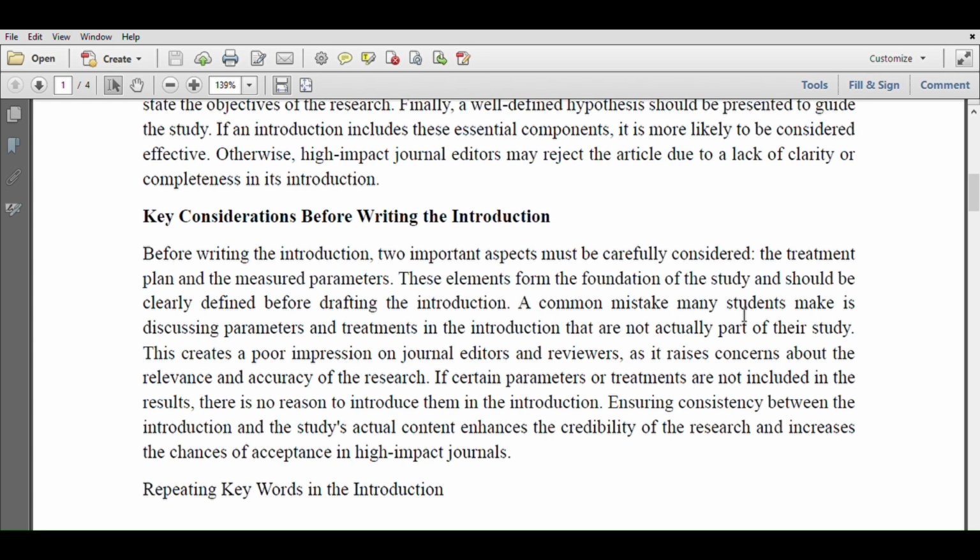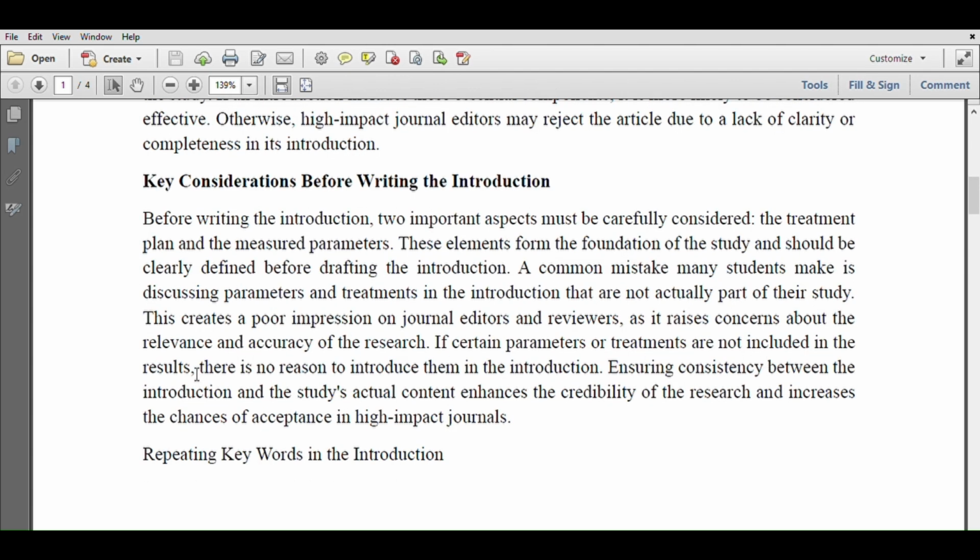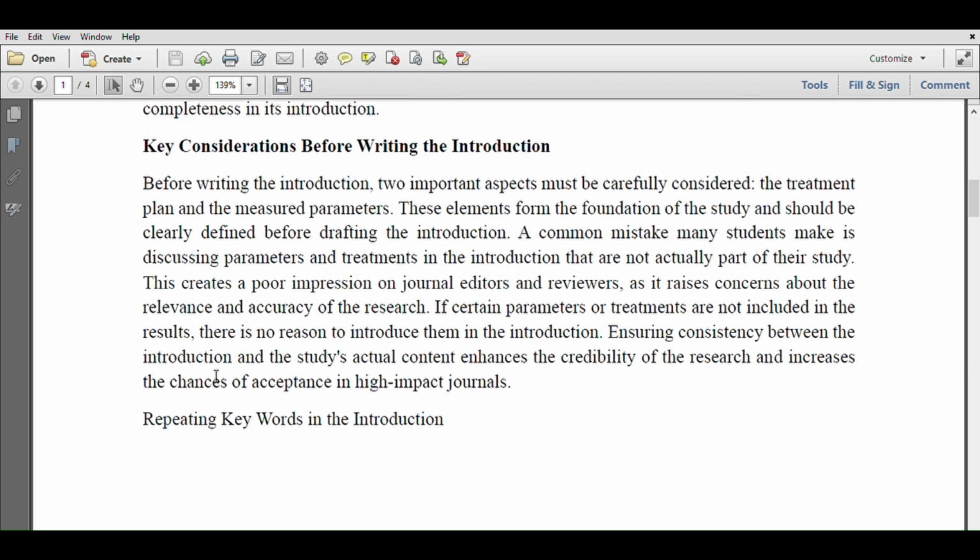A common mistake many students make is discussing parameters and treatments in the introduction that are not actually part of their study. This creates a poor impression on journal editors and reviewers, as it raises concerns about the relevance and accuracy of the research. If certain parameters or treatments are not included in the results, there is no reason to introduce them in the introduction. Ensuring consistency between the introduction and the study's actual content enhances the credibility of the research and increases the chances of acceptance in high-impact journals.